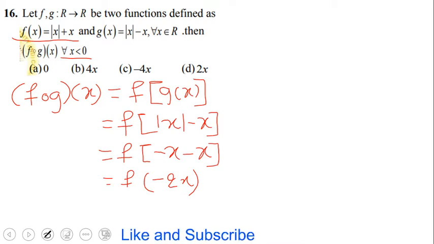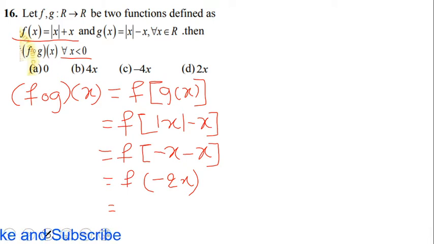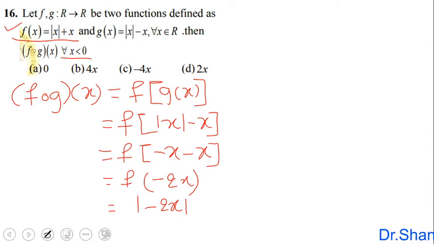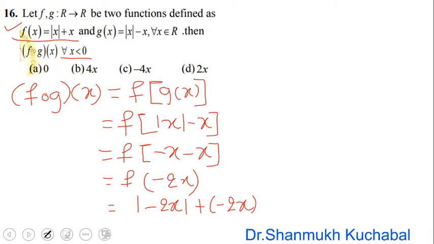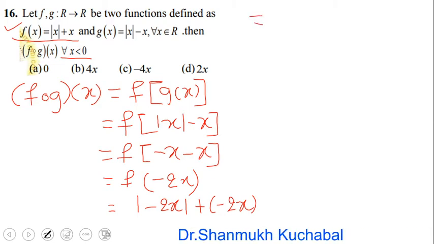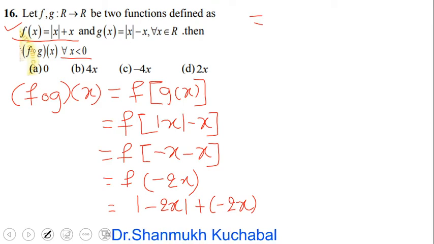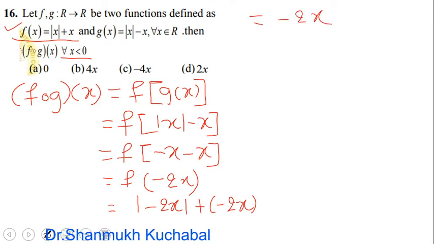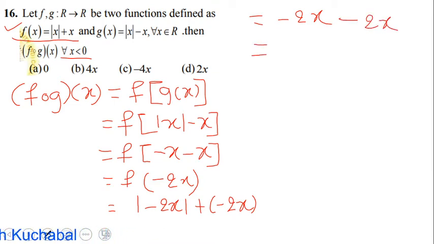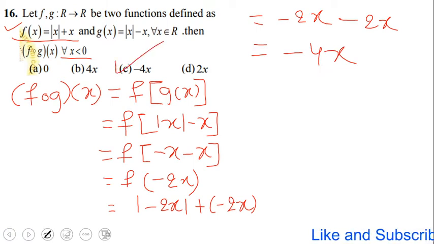Okay, further, so apply f of x. So we have to take a modulus, mod of 2x. Next, f of x is plus x. So plus x is minus 2x. So then see, it is less than 0 inside the modulus, so it is minus 2x. So we are going to get it. Then plus into minus, minus 2x. So simplifying this, minus 4x we are going to get here. So clearly option C is the right answer here.